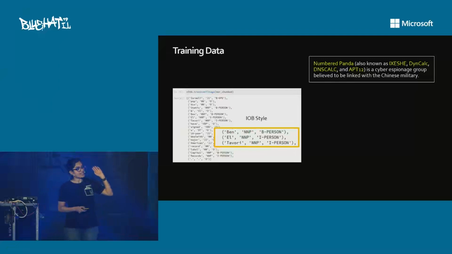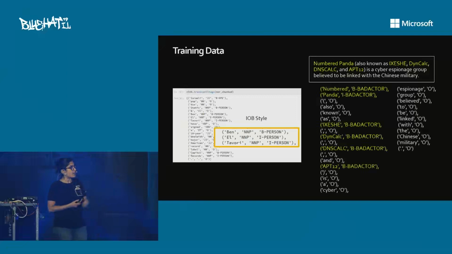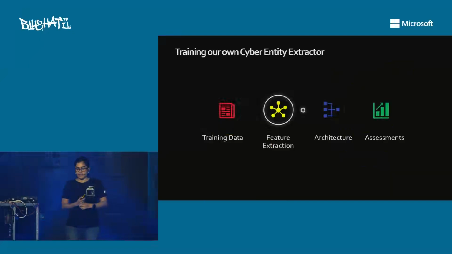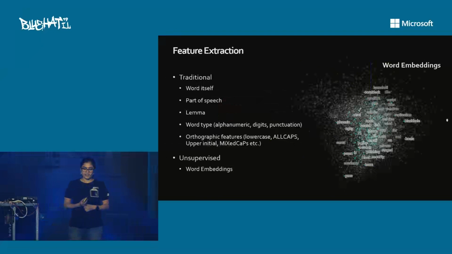If we have a similar text blob from our domain where we're talking about Numbered Panda, which I think is from Wikipedia, this is how that would get tagged. Numbered Panda is a phrase that indicates a bad actor. So the first token in that phrase will be B-bad actor, and Panda will be I-bad actor, and so on.